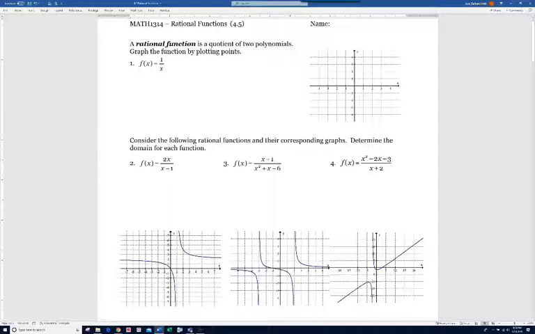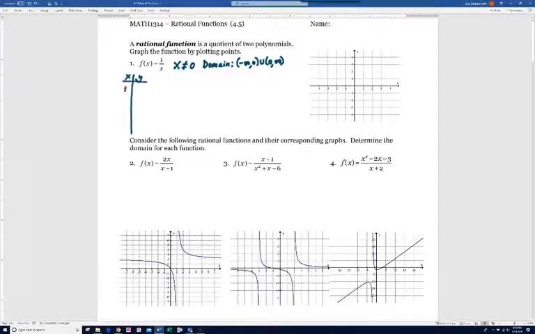Now, the first thing to notice here is x can't be 0. That's our restricted value. And so our domain would be everything except 0, negative infinity to 0, union 0 to infinity, where we have parentheses next to the 0 because we're not including 0. And let's go ahead and make a table.